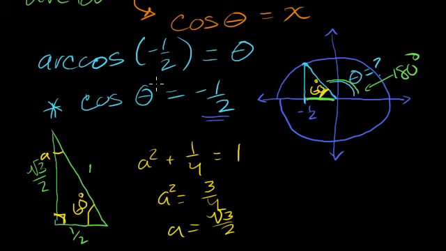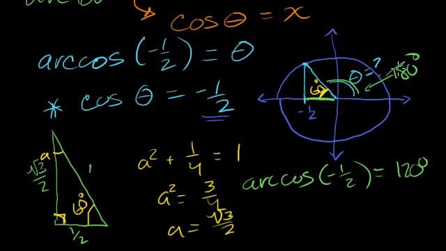So the arccosine, or the inverse cosine, let me write that down. The arccosine of -1/2 is equal to 120 degrees. Did I write 180 there? No, it's 180 minus the 60. This whole thing is 180, so this right here is 120 degrees, right? 120 plus 60 is 180.